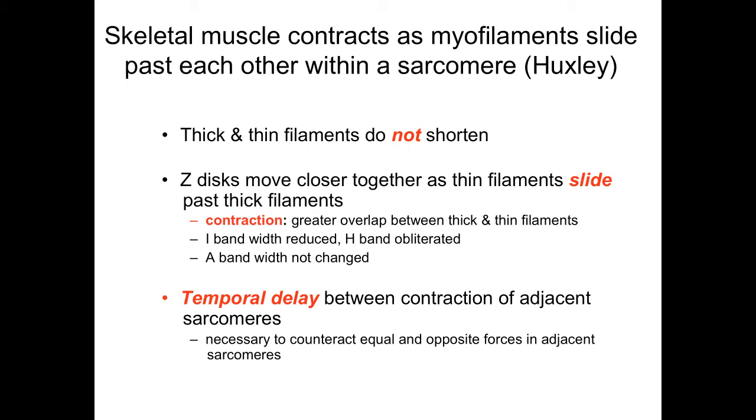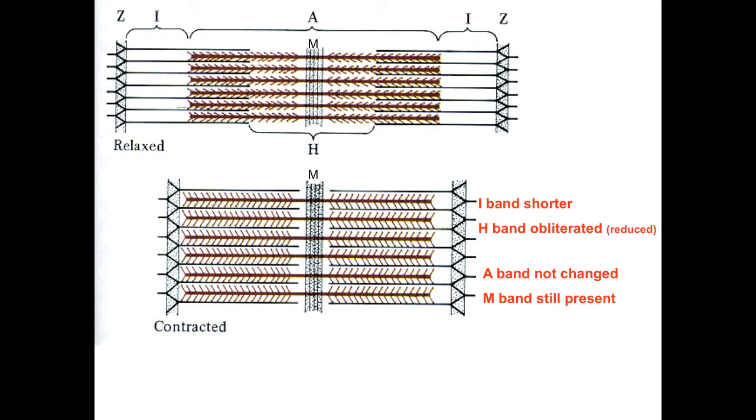The width of the A band will not change. And there is a temporal delay between contraction of adjacent sarcomeres, and that temporal delay is necessary to counteract equal and opposite forces in adjacent sarcomeres as contraction occurs.